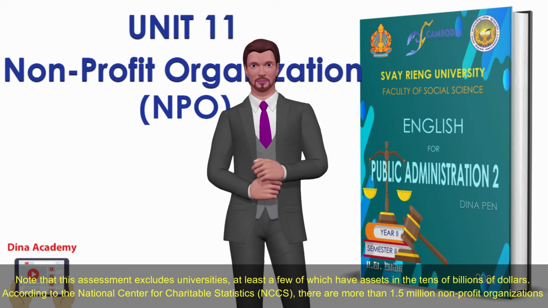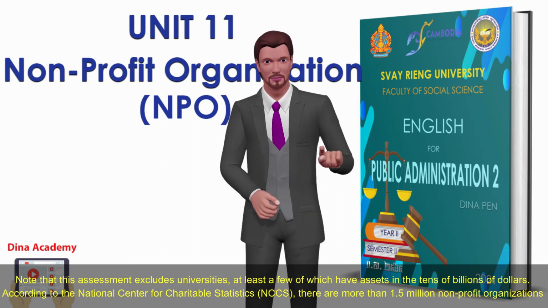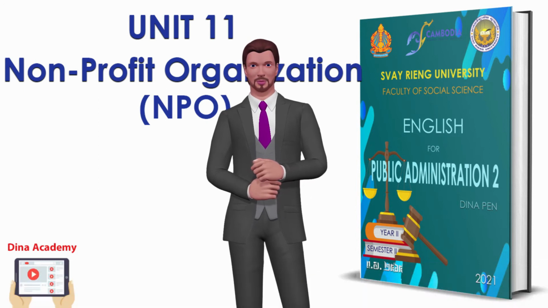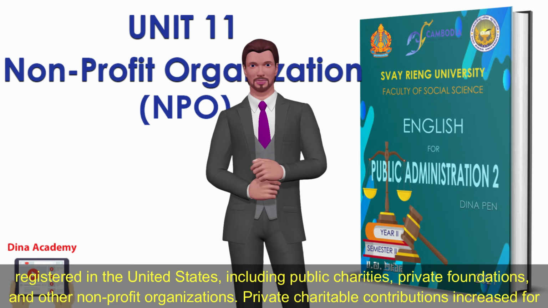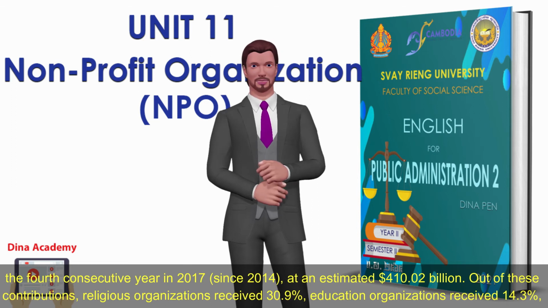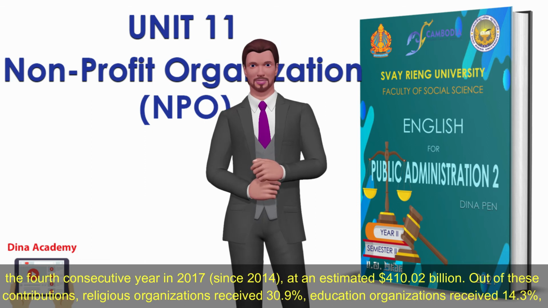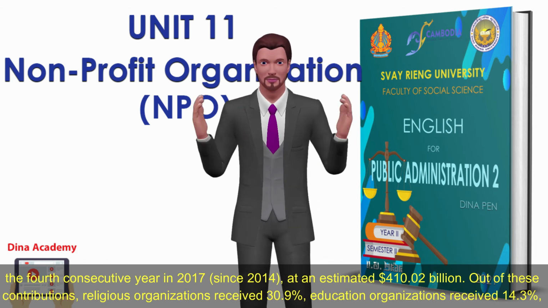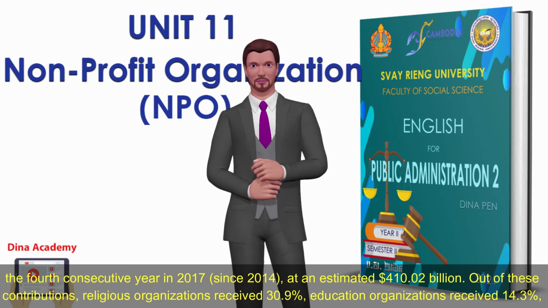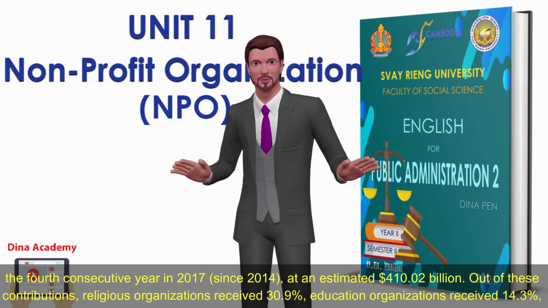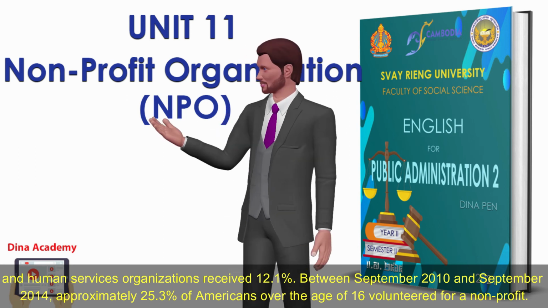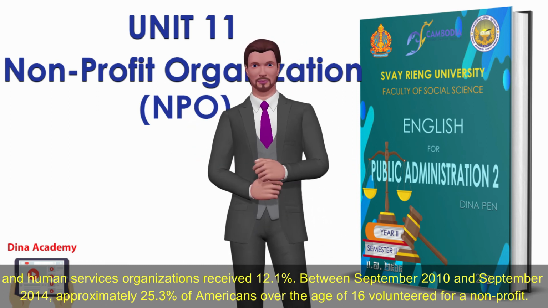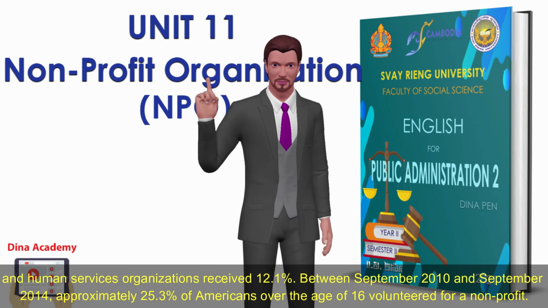According to the National Center for Charitable Statistics, NCCS, there are more than 1.5 million non-profit organizations registered in the United States, including public charities, private foundations, and other non-profit organizations. Private charitable contributions increased for the fourth consecutive year in 2017, since 2014, at an estimated $410.02 billion. Out of these contributions, religious organizations received 30.9%, education organizations received 14.3%, and human services organizations received 12.1%. Between September 2010 and September 2014, approximately 25.3% of Americans over the age of 16 volunteered for a non-profit.